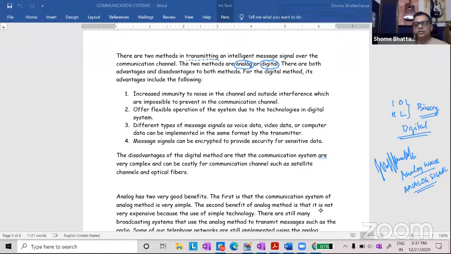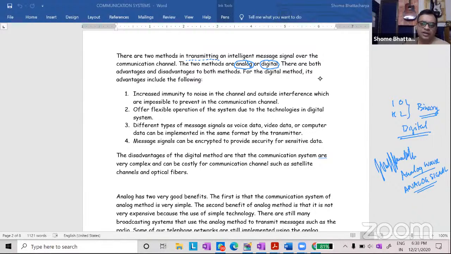So when we use the input signal, which is basically an electrical signal, directly to modulate the carrier wave, then it is called an analog transmission signal. Whereas if the input signal coming from some device like a transducer is first converted into a digital signal, and that digital signal is used to modulate the carrier wave, then it becomes a digital communication system.